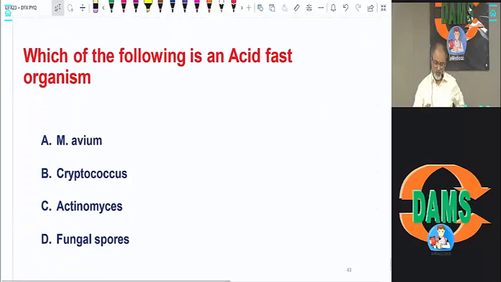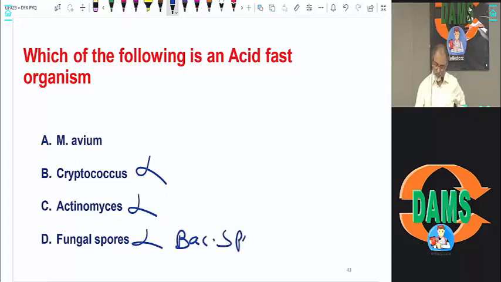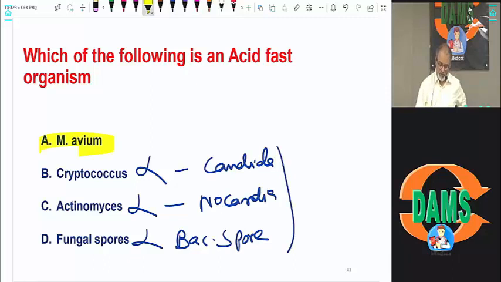Which of the following is an acid-fast organism? Cryptococcus, no, not Cryptococcus. These are all bacterial spores. Actinomyces, no. Nocardia, not Cryptococcus, Candida. These people are what? Acid fast. So the acid fast organism is Mycobacterium avium. Mycobacterium avium is the typical acid fast organism. Don't confuse: Candida is not acid fast, Nocardia is acid fast, not Actinomyces. Bacterial spores are acid fast, not the fungal spores.